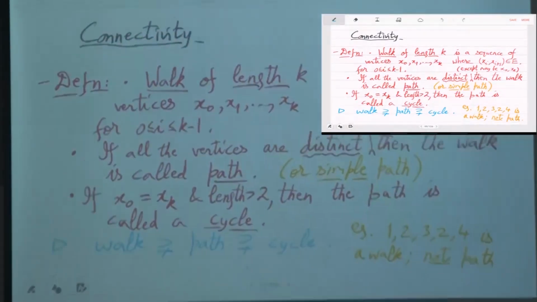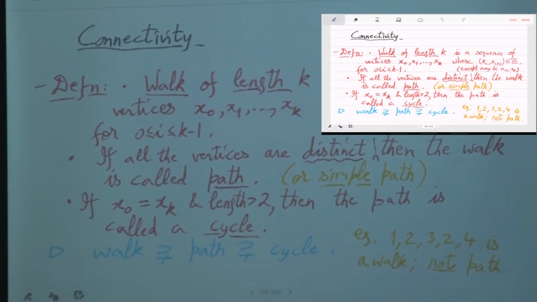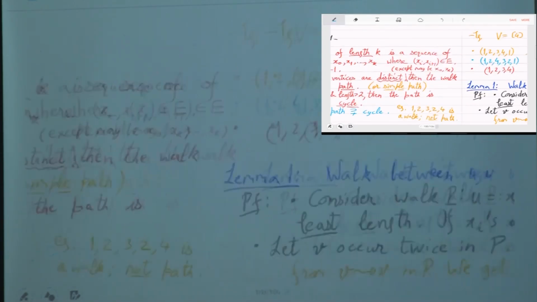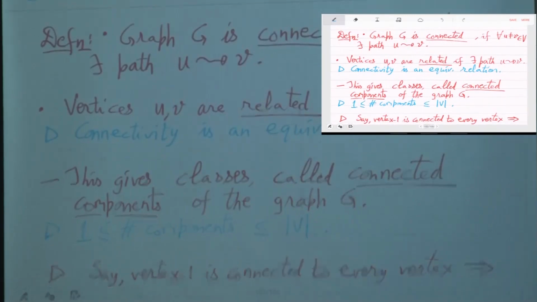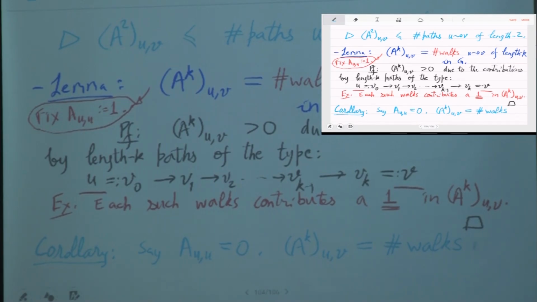See, for a walk we said x i plus 1 is in the edge. So with that, x i comma x i cannot come, and then probably you can say walk also. So what should we say? Number of walks from u to v of length, is it exactly k or less than or equal to k?